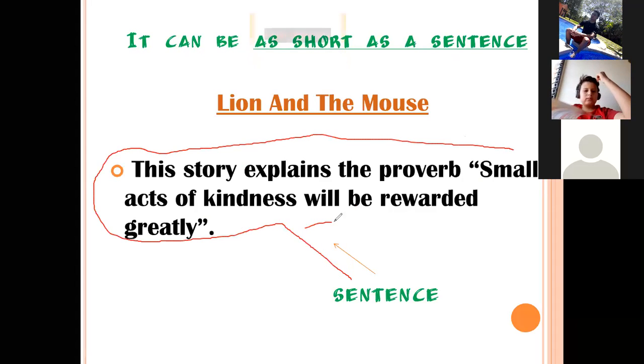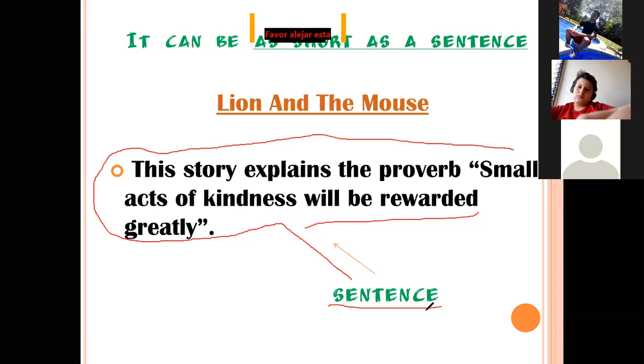Imagine this is my sentence. The story explains the proverb and I continue talking, I continue writing. So this is my summary in simple words. But this is the sentence. I selected the main ideas and I wrote them down. Okay, that is the first option. Let's see another option because we have more options too.